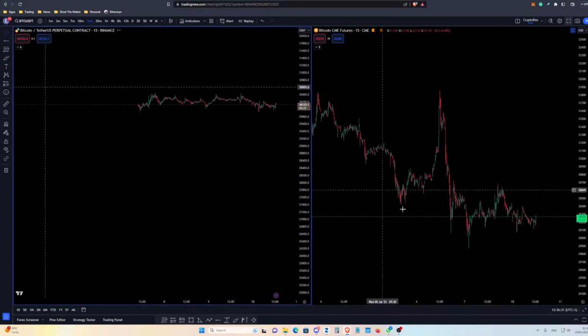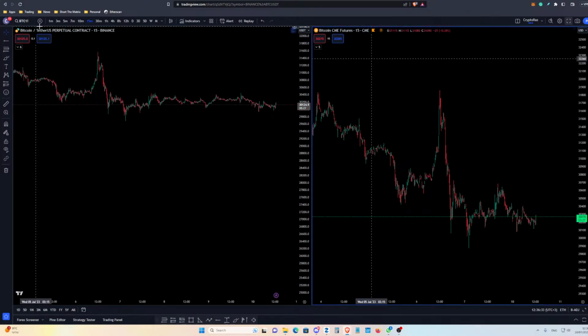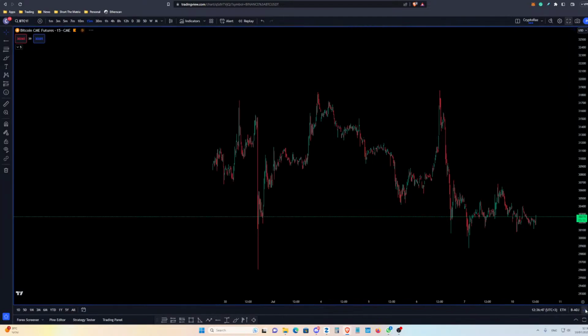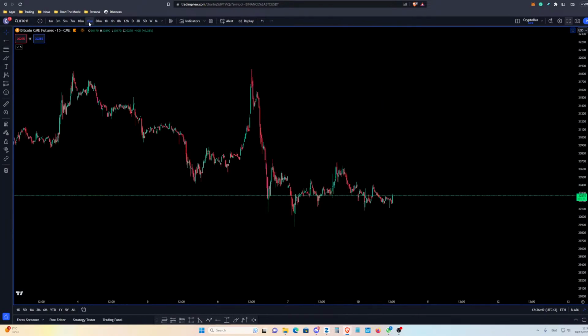So let's head over to the 15 minute. By the way, if you want to search it up, you go to BTC1!, and then you press this one, and you can see that this is the chart that you are looking for. Let's make it full size for a bit, and we're on the 15 minutes.